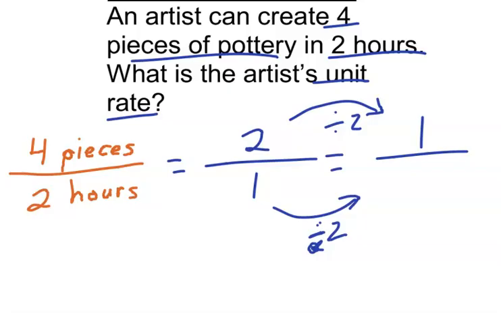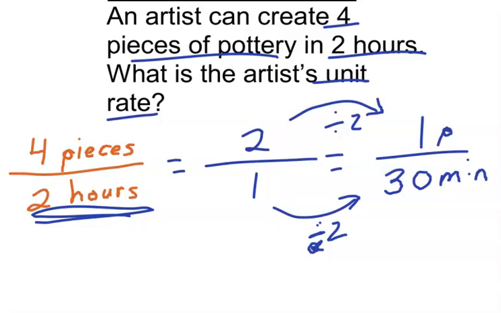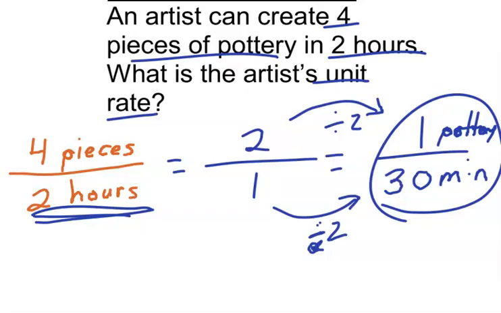Okay, so actually, if we were looking at it, a half an hour is how many minutes? 30 minutes, right? Because 1 full hour is 60 minutes. So it's basically 1 pottery would take 30 minutes. Okay, so there we go. There's our unit rate. So 1 pottery would be 30 minutes, or we could actually just say 4 pieces of pottery would take 1 hour.